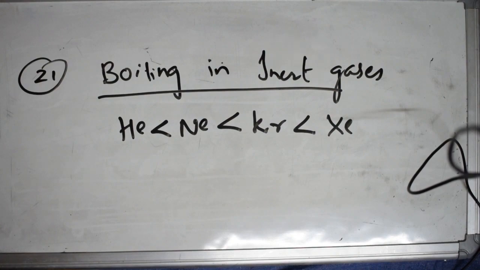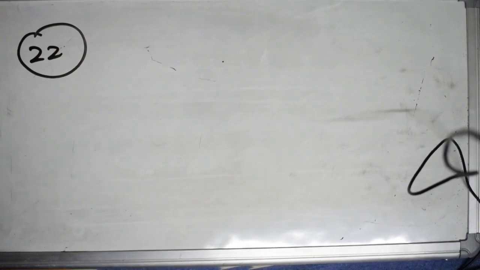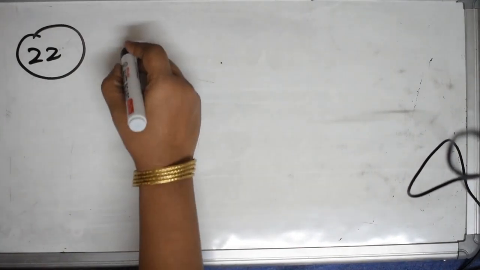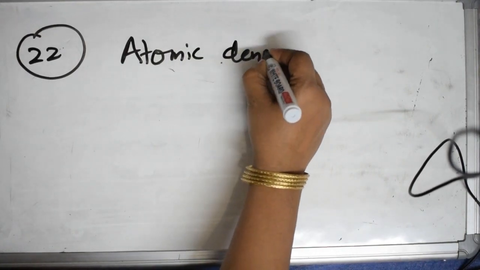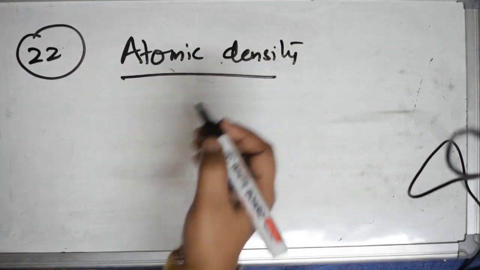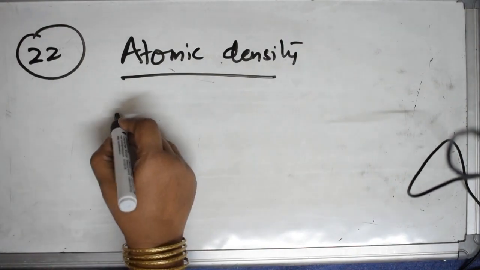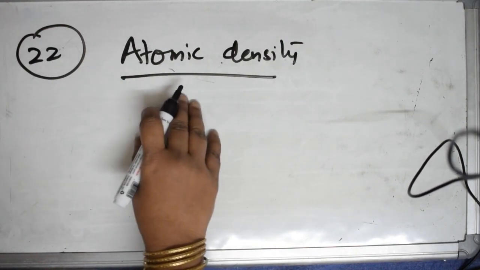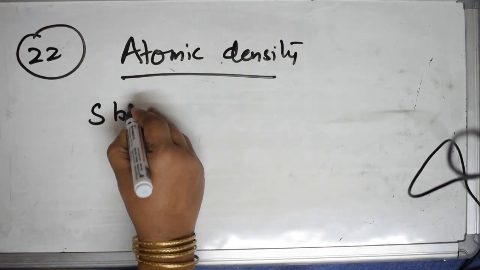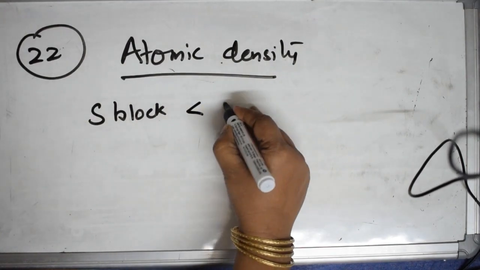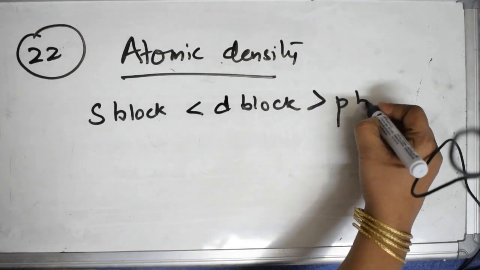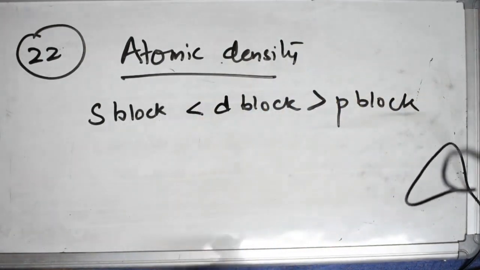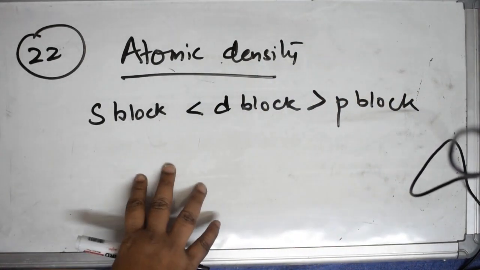Now let us come to the 22nd trick, the trick based on atomic density. Density questions will be given to you. Always remember this as an important exception. Basically, for atomic density, S block elements will have less density than D block elements, which will be more than P block elements. Remember this when you speak in terms of density trends.